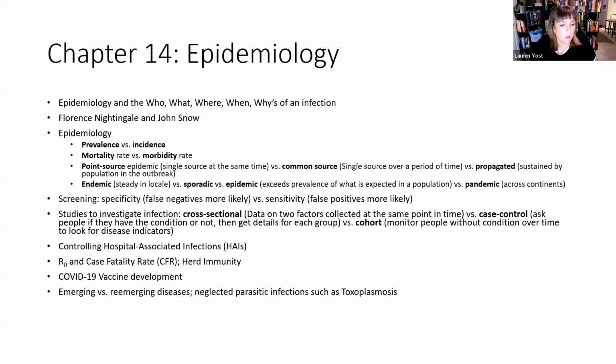Anyways, we will conduct some studies to try to investigate the infection, maybe how common it is, or what is likely to have caused it, to help us find this data. We would do cross-sectional, case control, or cohort studies. Cross-sectional studies are going to collect data based on two factors that will be collected at the same point in time. Whereas in case control, you have a group of people that have the condition and people that don't have the condition, and then we'll get details for each group and compare to one another to see if anything jumps out as different. And then cohort testing is going to monitor people that do not have the condition over time to look for any disease indicators, to see if they are going to acquire the disease as we're monitoring them.